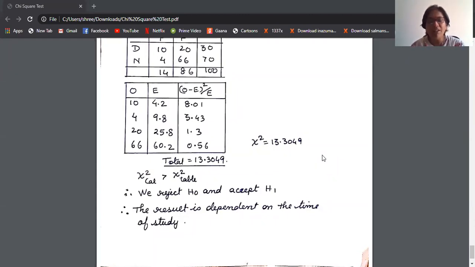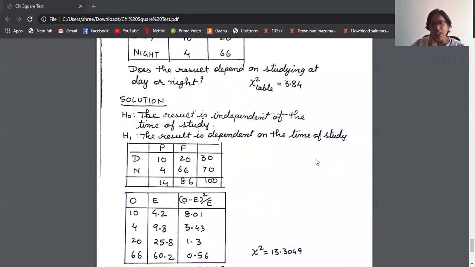Okay, so if the R value is less than both of them, we accept H naught at both the levels. If the R value is greater than both, we reject H naught and accept H1 at both the levels. But if the R value lies in between those two values, for example, here the table value is 3.84 at the 0.05 level. Please just note down, at 0.05 level, the chi-square table value is 3.84.